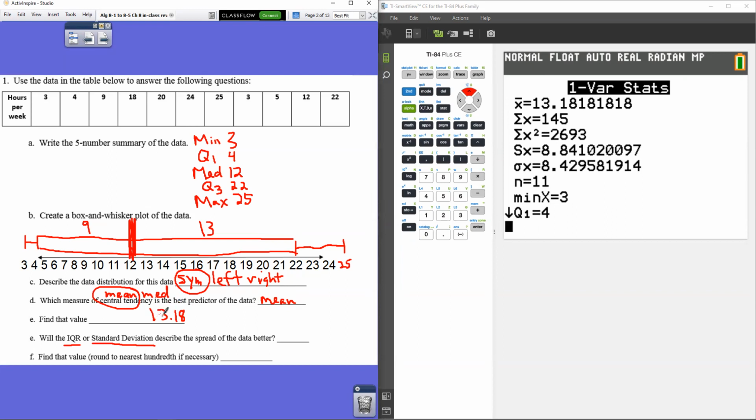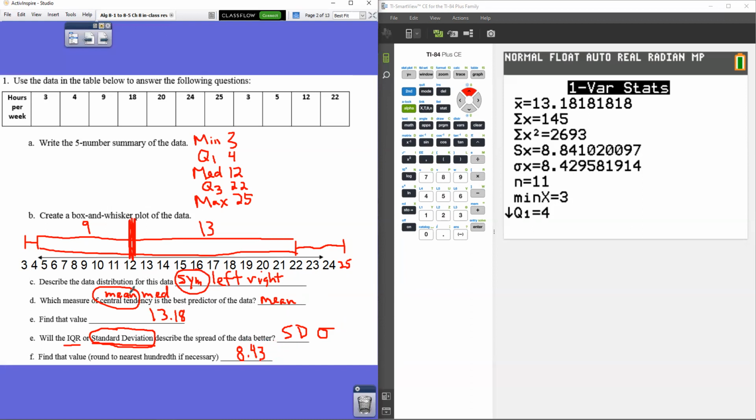So that's what I'm going to do here, 13.18. Will the IQR or standard deviation describe the spread better? Anytime that it's symmetric, use the mean and standard deviation. So standard deviation, find that value. Now, standard deviation is this symbol, right? It's the circle with the little line above it. So rounded to the nearest hundredth, this is going to be 8.43.